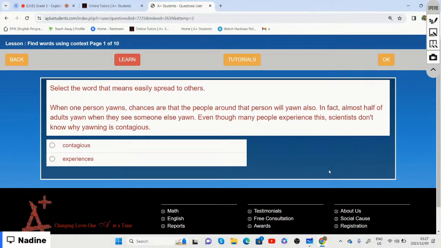When one person yawns, chances are that the people around that person will yawn also. In fact, almost half of adults yawn when they see someone else yawn. Even though many people experience this, scientists don't know why yawning is contagious.